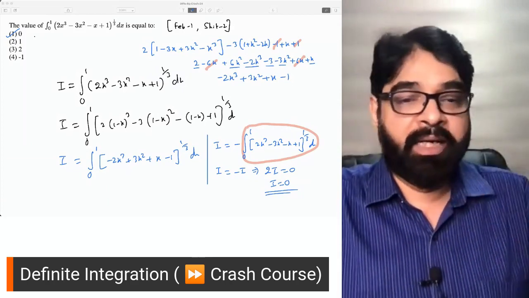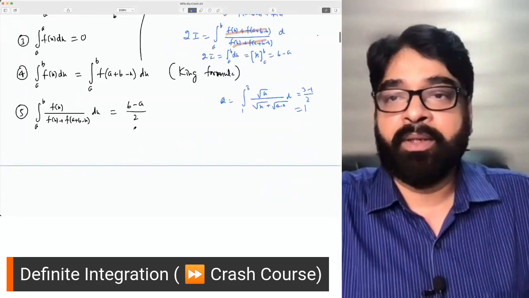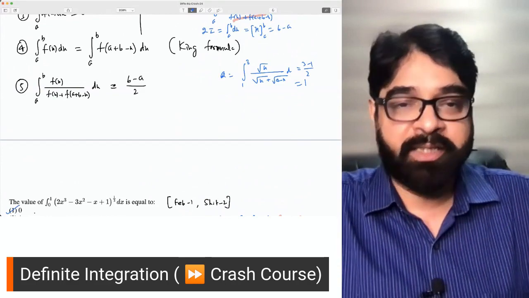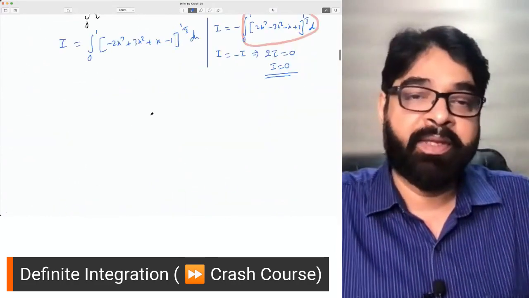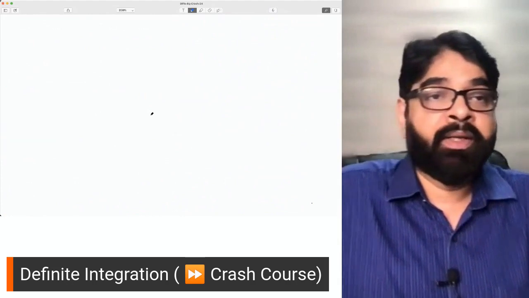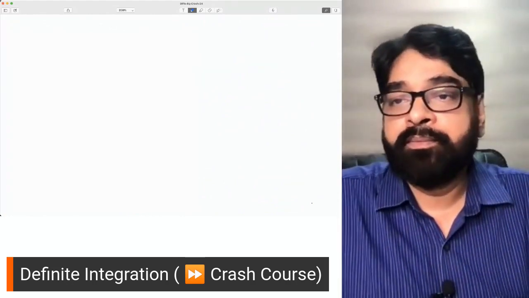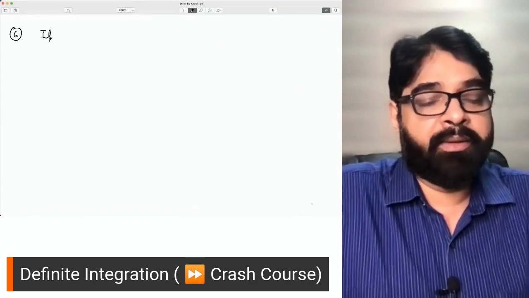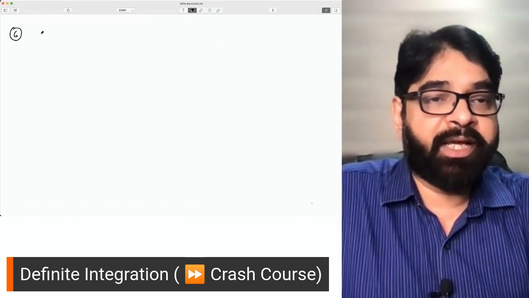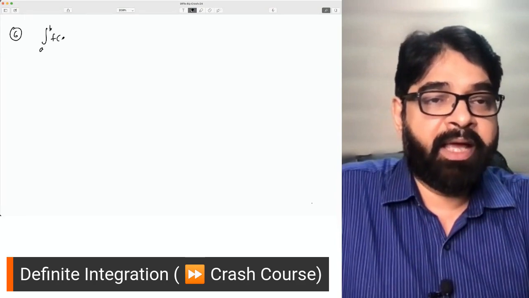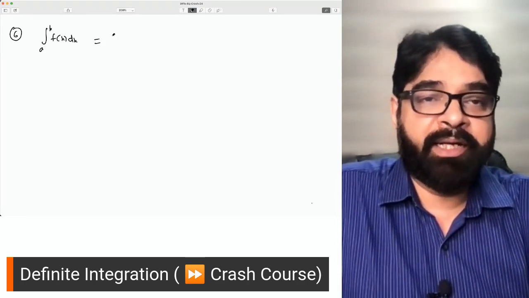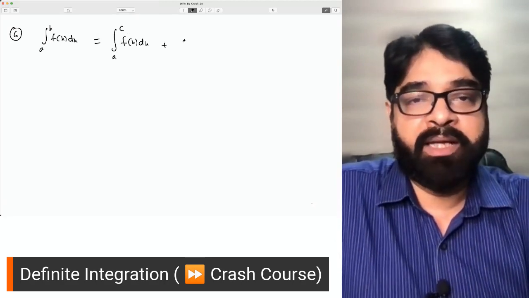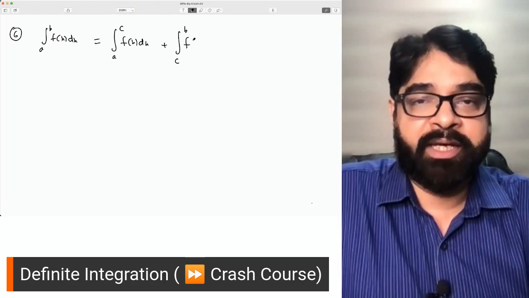So let's see the further property. The fifth property we discussed, the King formula, and on the basis of the King formula, this is it. Now the next one: integral a to b f(x) dx can be written as integral a to c f(x) dx plus integral c to b f(x) dx.